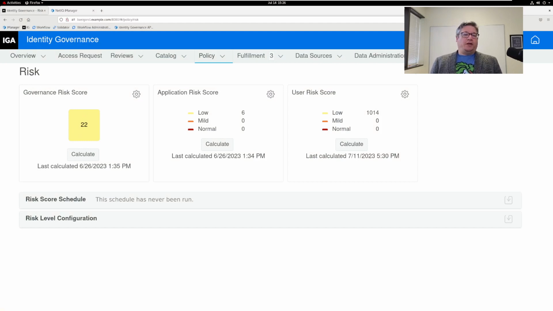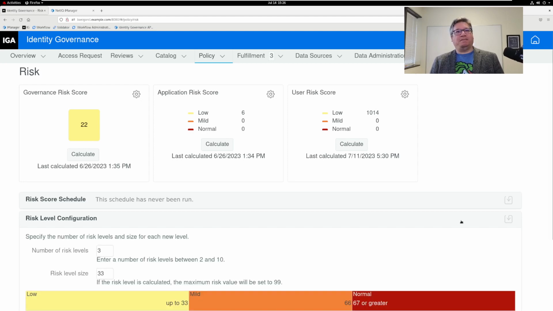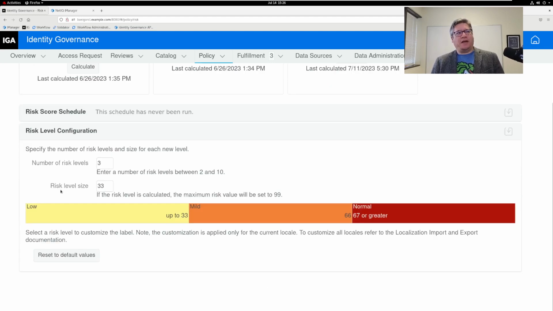Let's look at how you would implement this. With the IG software, you configure an algorithm to calculate a risk number for each user and for each application and for your entire enterprise as a whole. The algorithm uses a number of inputs, and you get to decide how much weight to assign to those inputs to end up with an end score. First, you specify how many risk levels exist inside your organization.